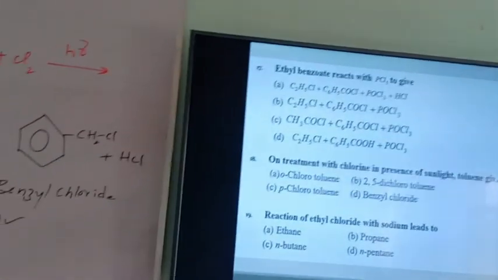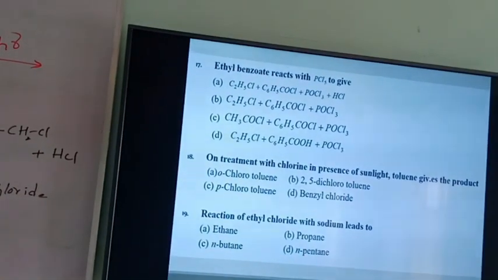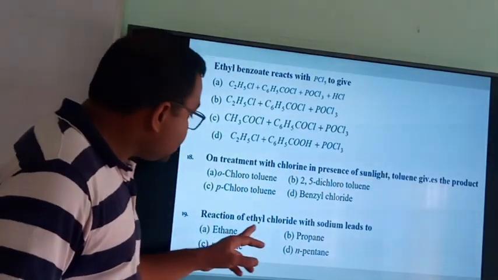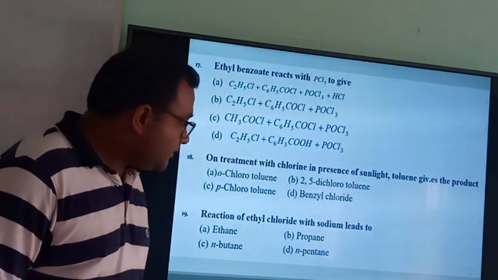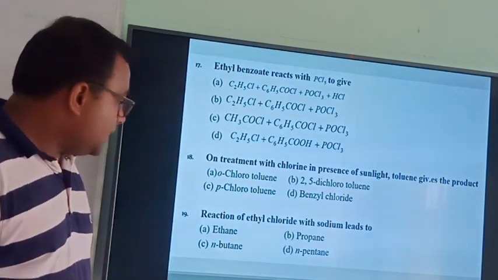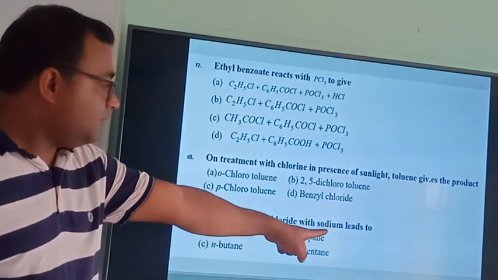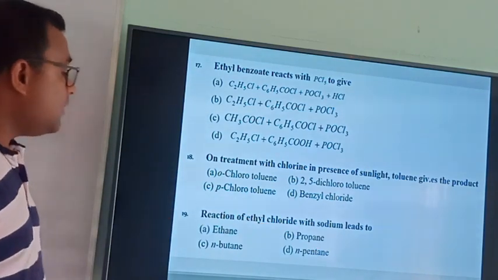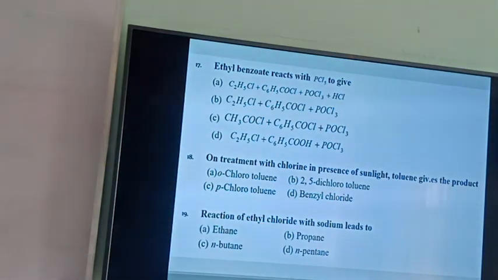Move on to question number 19. Read the question. What is given? The question is something like this: the reaction of methyl chloride with sodium leads to... But one more thing you add is the presence of dry ether. So which compound is formed? It is the best example of the Wurtz reaction.